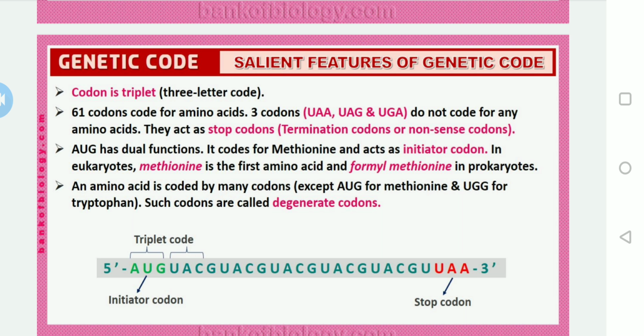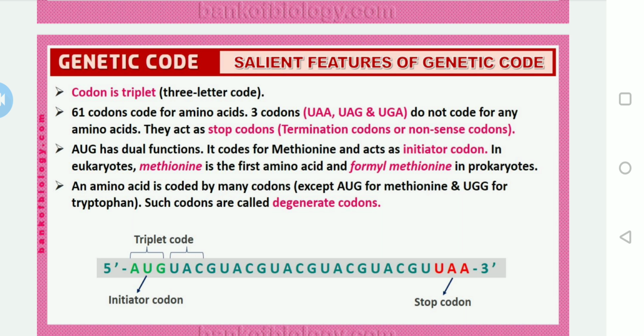In a triplet codon system, 64 codons exist, in which 3 codons, UAA, UAG and UGA, are the terminator codons, which do not code for any amino acids. Hence the remaining 61 codons code for 20 amino acids, because a few amino acids are coded by more than 2 codons. This phenomenon is called degeneracy or redundancy. That's why the codons are also known as degenerate codons.